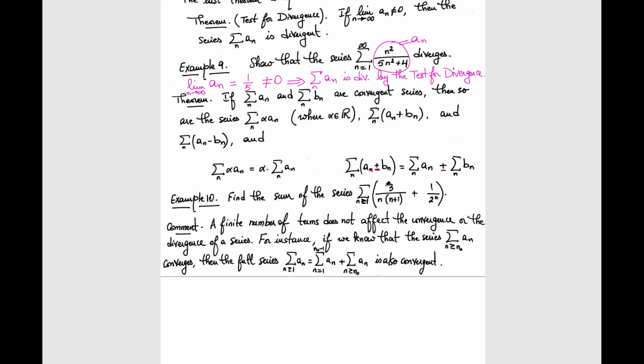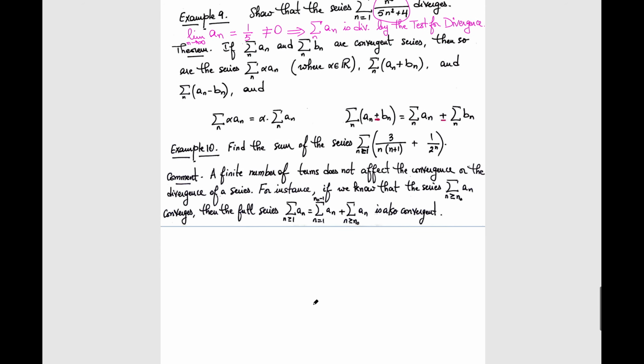So that's going to be, at the end of the day, 3 times the telescoping series, which is 1, so 3 times 1, which is 3, plus the sum of the geometric series, which is 1. So that's going to be 3 times 1 plus 1, which is equal to 4. So the sum here is going to be 4. All right, I'm just going to let you complete the details on your own.